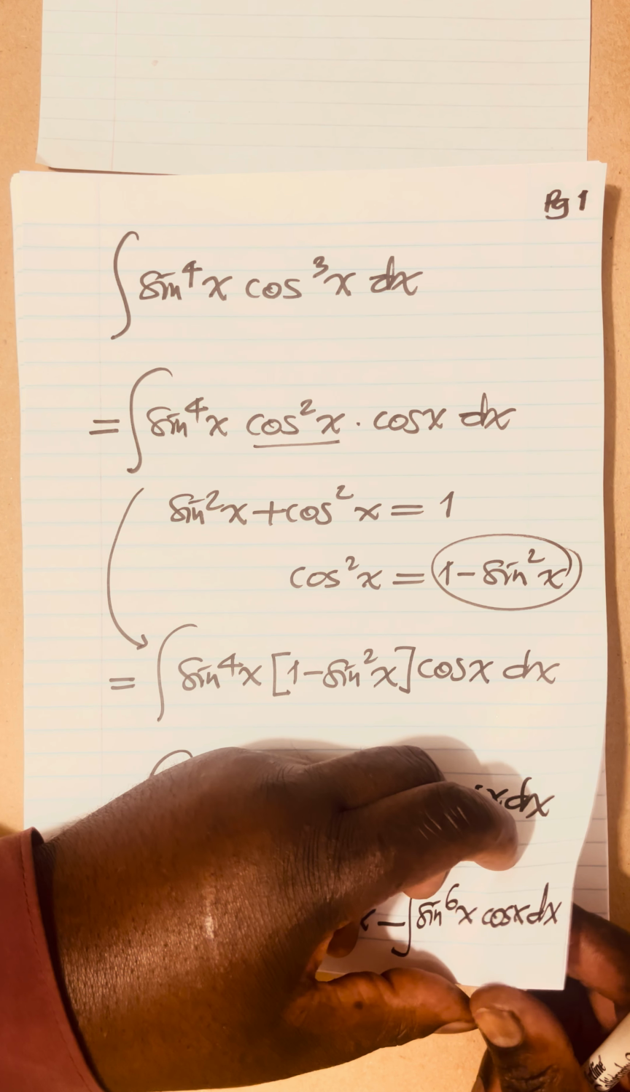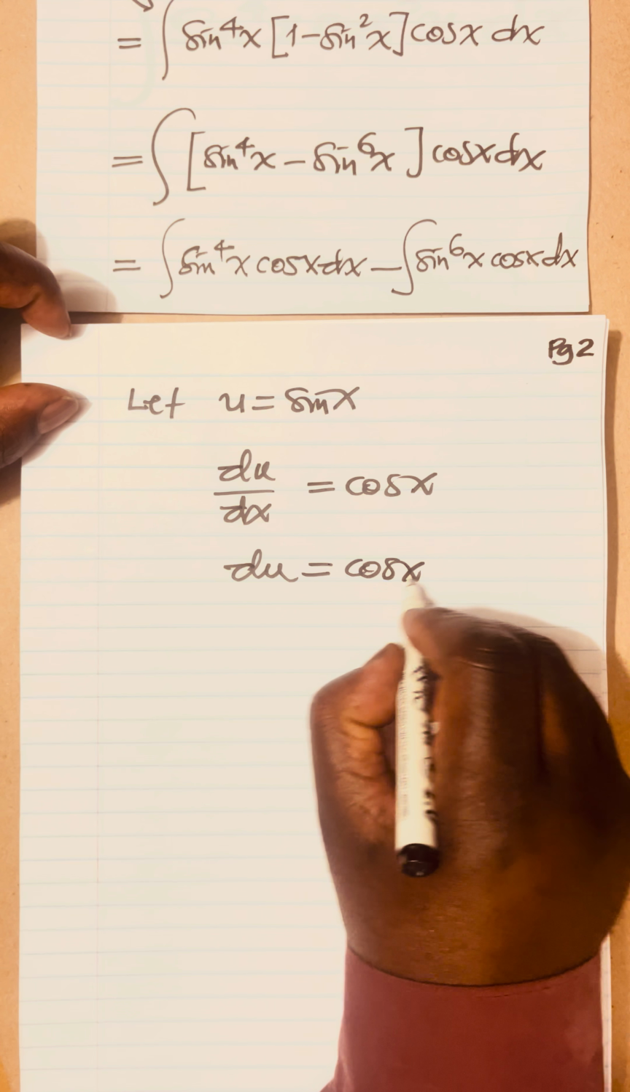Let me move this one down. Right, so basically I'm now saying that these two integrals that you see will change as follows. I'm going to use u substitution. I'll let u be equal to sine x. Du dx, you'll agree with me that this is just cosine of x. Derivative of sine is cosine. Multiply both sides by dx. Du is equal to cos x dx.